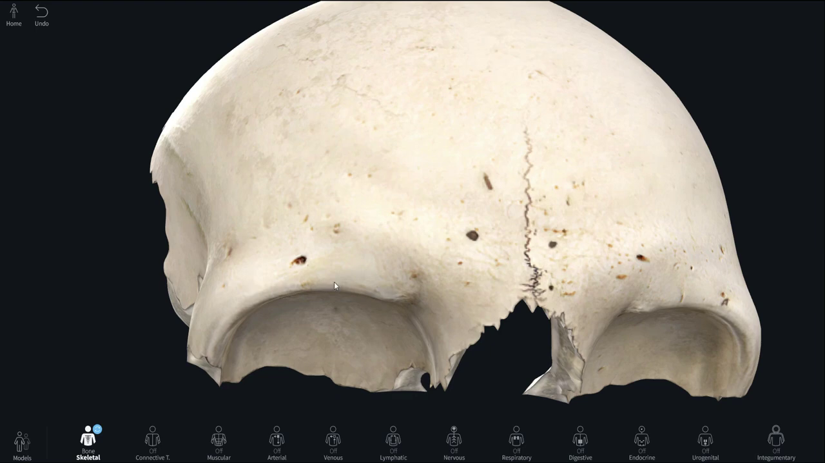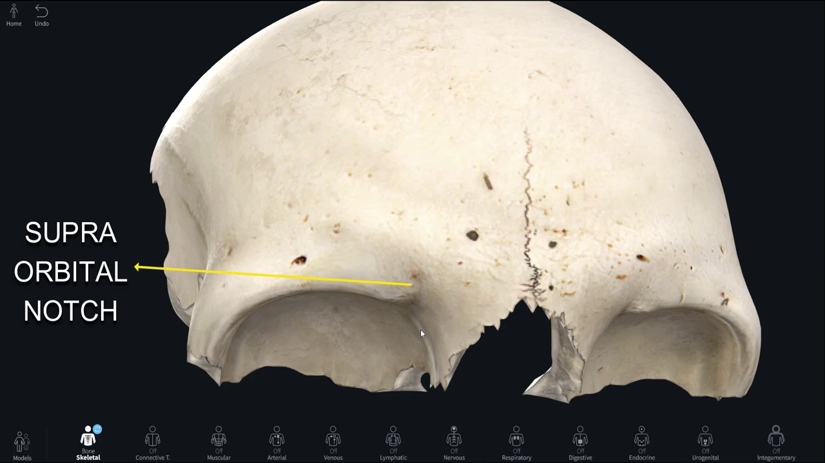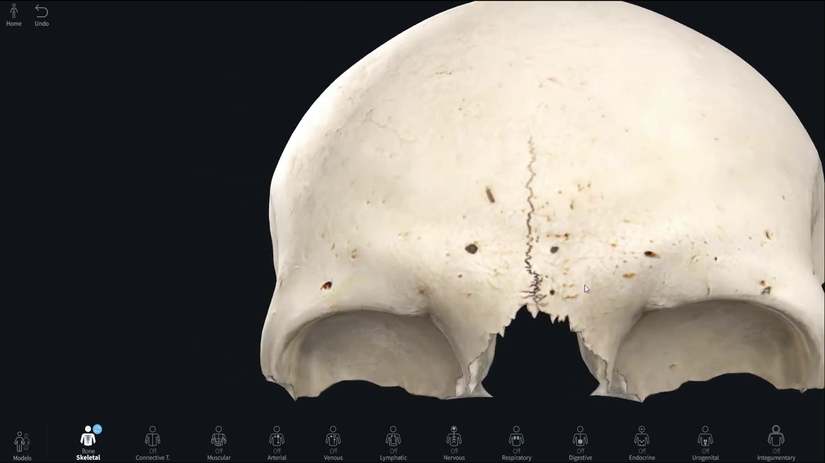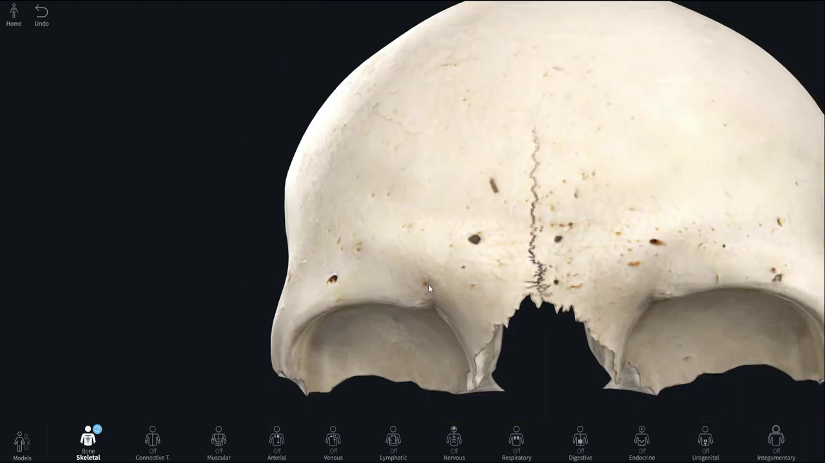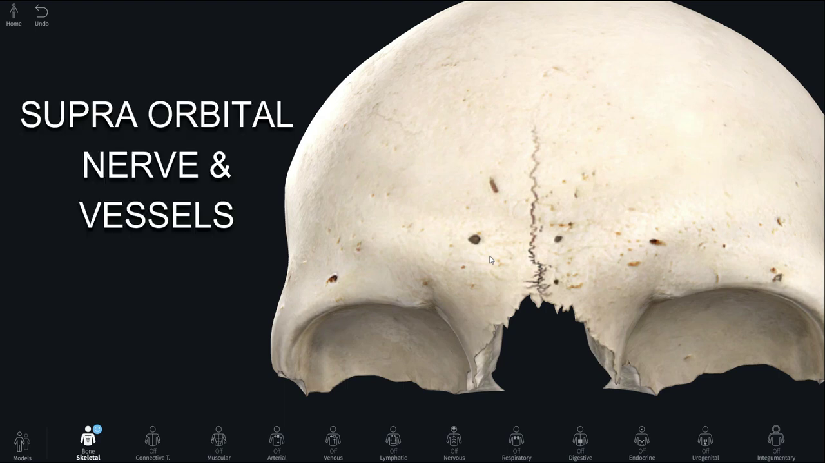Why this information is necessary is that at the level of junction of these lateral 2/3 and medial 1/3, we have what we can call the supraorbital notch somewhere over here. See, the supraorbital notch, it is kind of visible over here. This supraorbital notch, why is it important to know about this? This supraorbital notch will allow the passage of what we can call the supraorbital nerve and vessels.